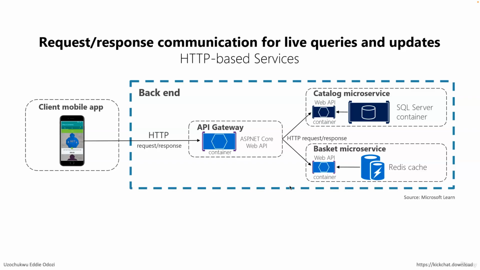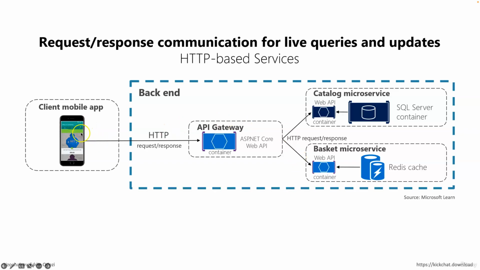Now, this diagram or this image was gotten from a Microsoft Learn document. There's a documentation or tutorial about microservices, so I got this image from there. So this is the first communication style, request response, and you could also say this is a synchronous communication. It involves the client sending a request and then waiting for a response.